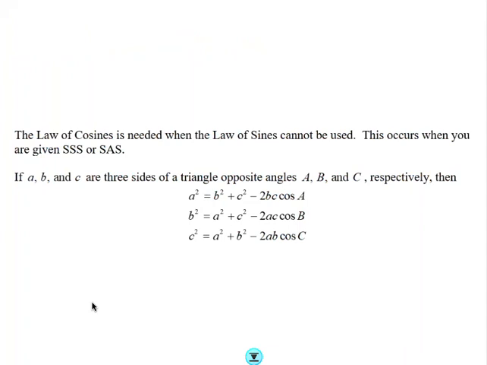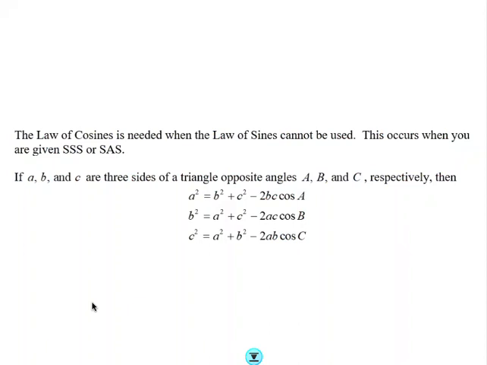The law of cosines is needed when the law of sines cannot be applied. This occurs when you are given three sides of a triangle or two sides of a triangle and the included angle. Remember, for law of sines, you need to know at least one pair of angle and opposite side.